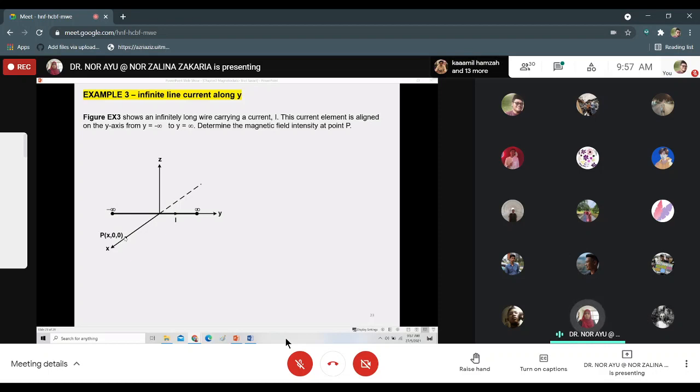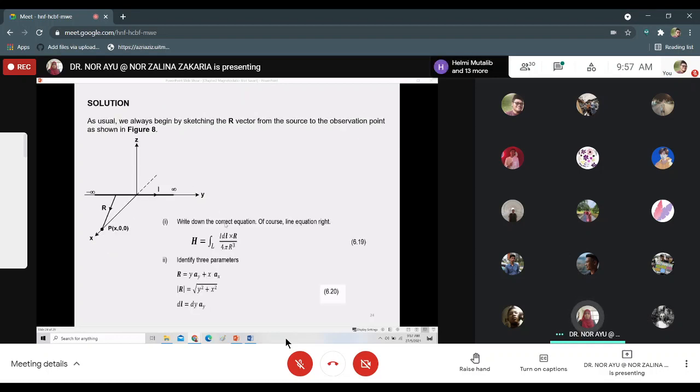Okay, and then what is your dL? What is dL? dy ay. dL is dy ay. Okay, so this is your dL because dia along y axis. Okay, so your dL will be dy ay. Alright, so you have all the parameters. Again, bila dah dapat all the parameters, you do the cross product dulu, where dL cross dengan r.